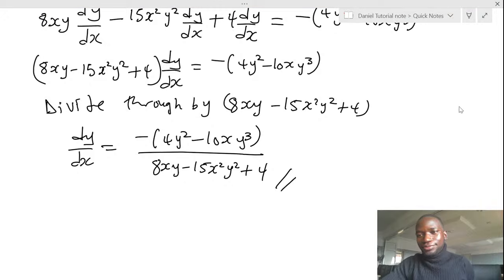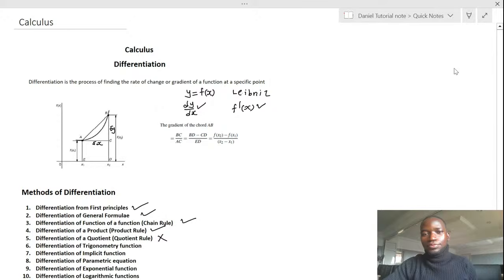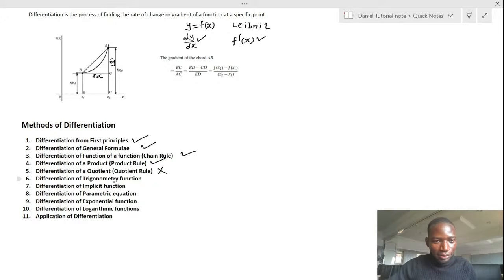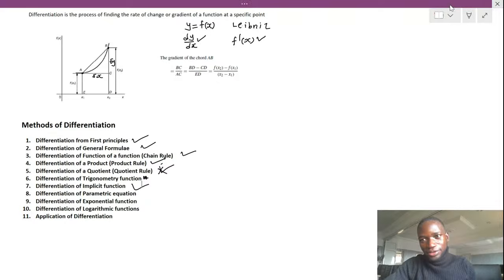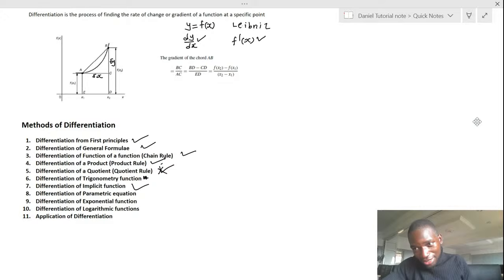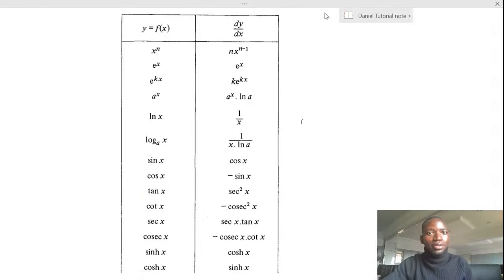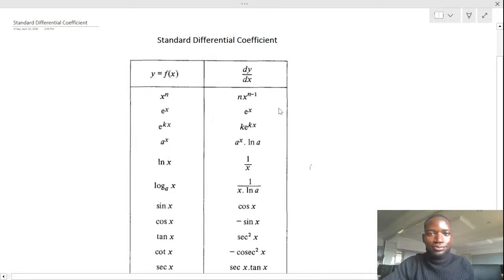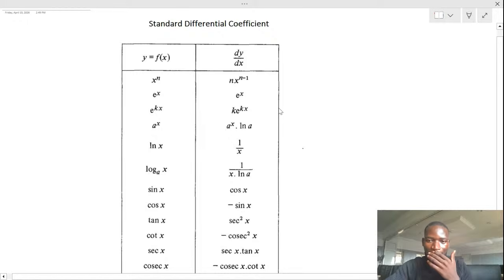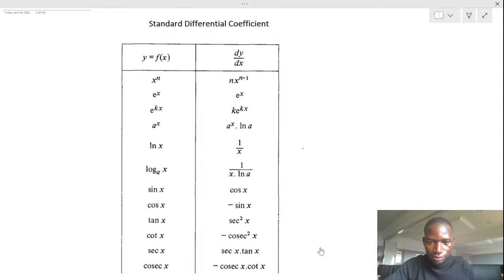All right. So we've just finished up both quotient rule and implicit function. Now let's deal with trigonometric function. But before we deal with trigonometric function, there's a standard differential coefficient that we must all know. We can actually prove everything.